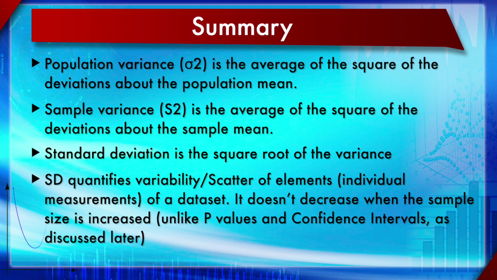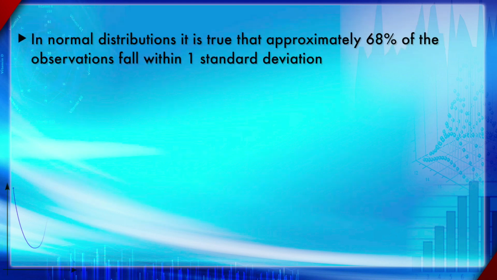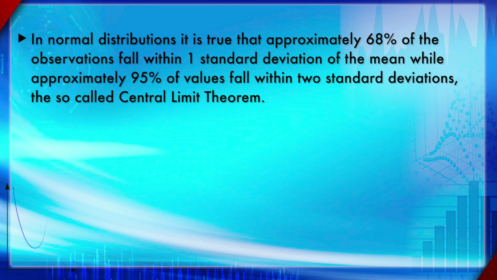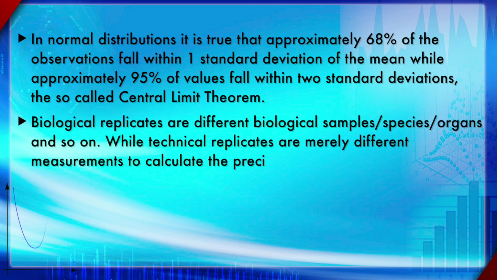It does not decrease when the sample size is increased, unlike the p values or the confidence interval as discussed later. In normal distribution, it is true that approximately 68% of the whole observations fall within one standard deviation of the mean, while approximately 95% of the whole elements fall within two standard deviations of the mean. Biological replicates are different biological samples or species or organisms and so on, while technical replicates are repeated measurements to increase the precision in an experiment, right.